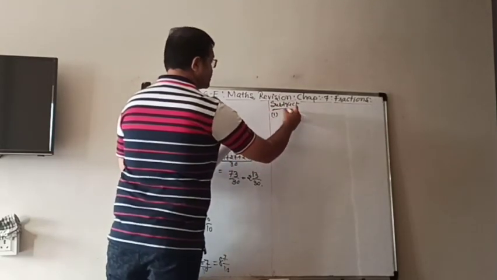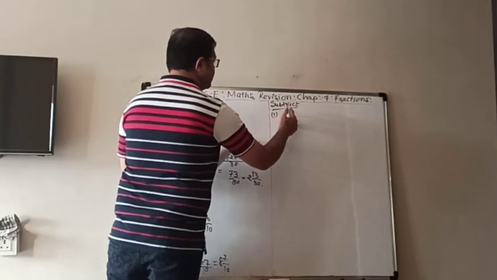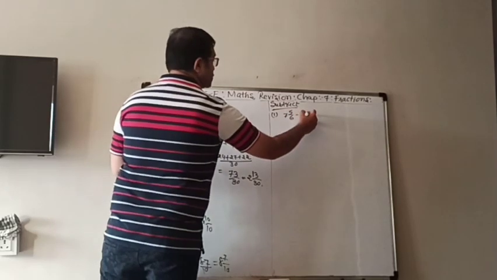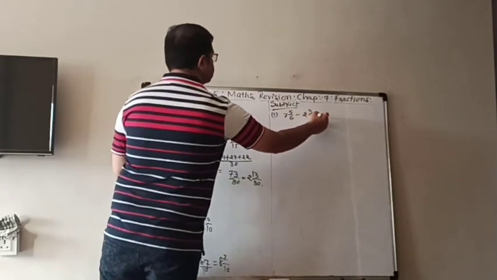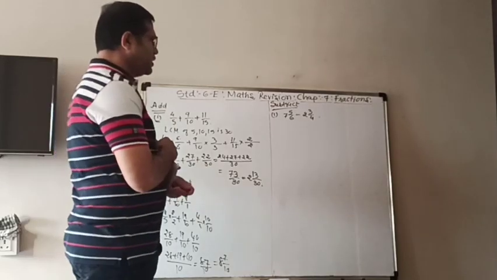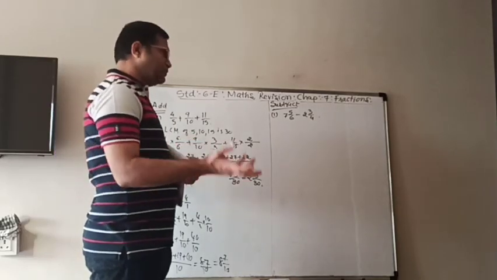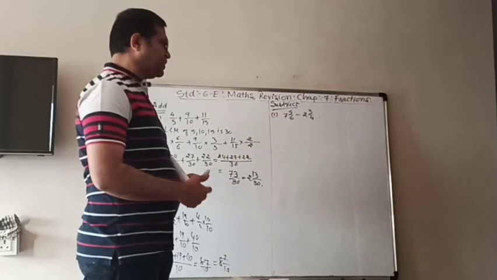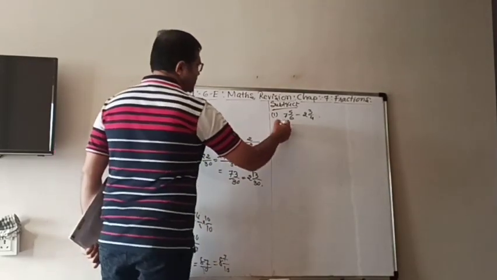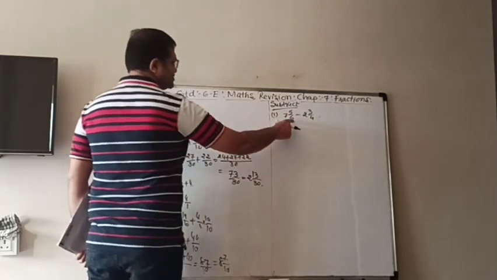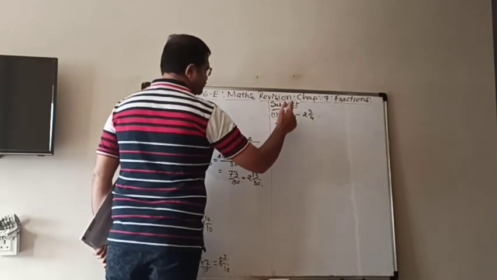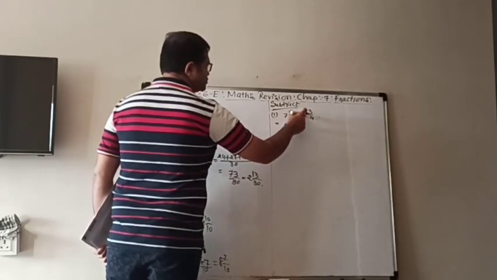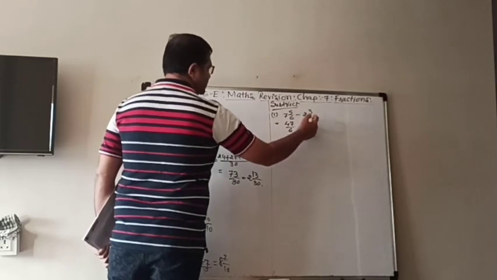Seven integer 5 upon 6 minus 2 integer 3 upon 4. In subtraction also the procedure is the same, only where we were adding, here there is subtraction. So first we will convert them into improper fractions. 6 sevens are 42 plus 5, 47 upon 6. 4 2s are 8, 8 plus 3, 11.